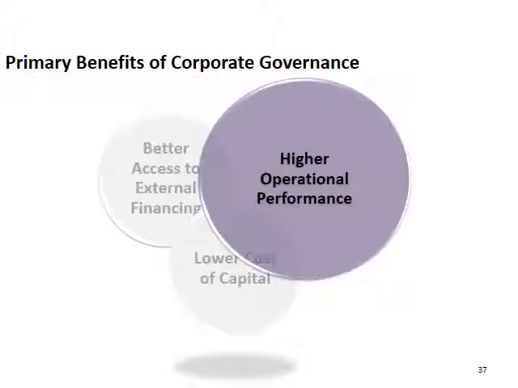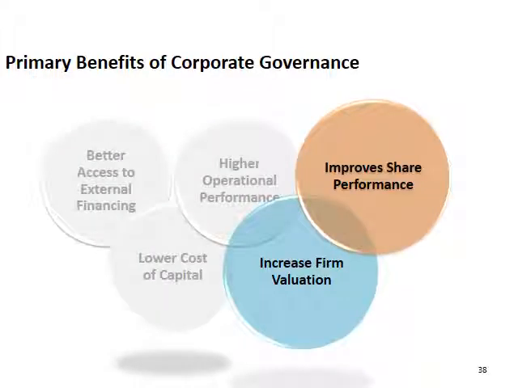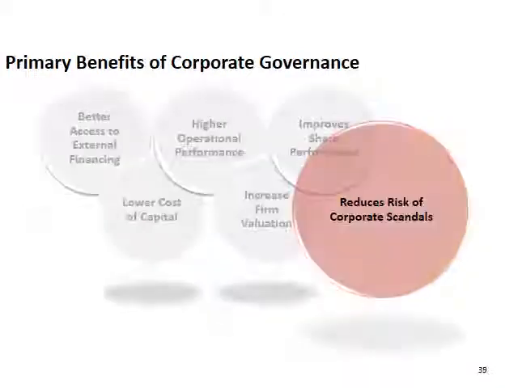Improves operational performance. Effective corporate governance adds value by improving companies' performance through more efficient management and better asset allocation. Increases firm valuation and share performance. Research indicates that investors are willing to pay an additional price, a corporate governance premium, for shares in well-governed companies. Reduces the risk of corporate crises and scandal. A company with good corporate governance practices will, by definition, have an effective risk management system that is more likely to cope with corporate crises and scandals.